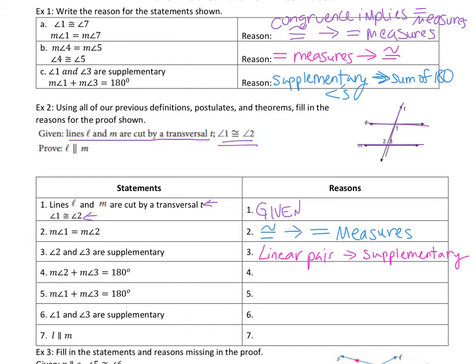So now that we know that they are supplementary, we can use that to set this up, and that's what was mentioned up here. So if we say the two angles are supplementary, now we can say that we can set them up to equal 180 degrees. Here's the reason that we're going to use now for number 4.